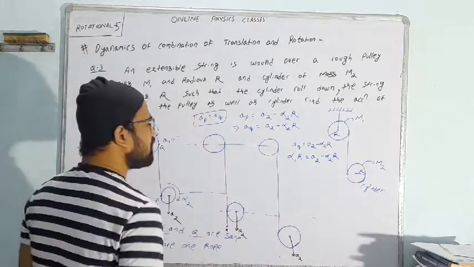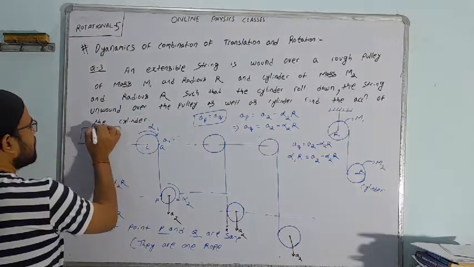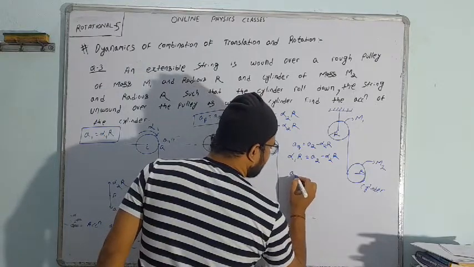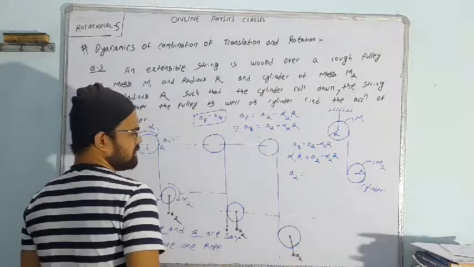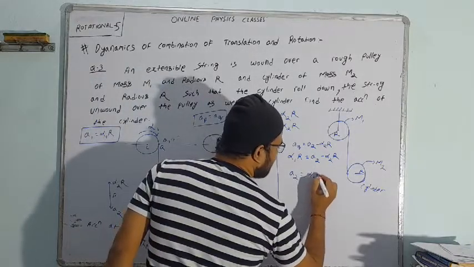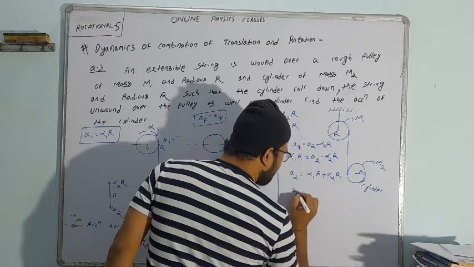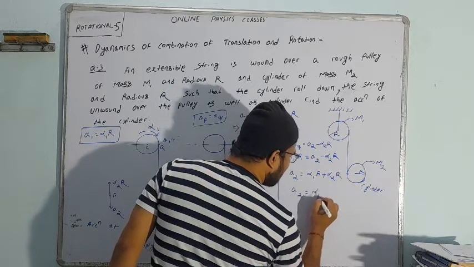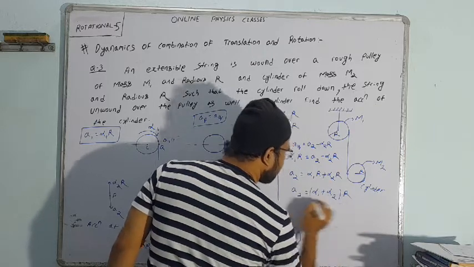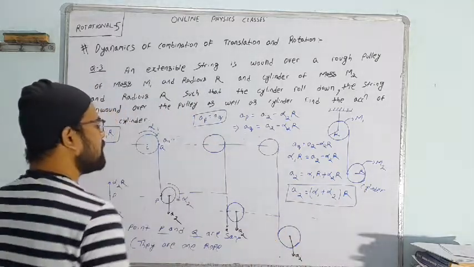Now we can find the acceleration of the cylinder, which means we can find a2. From this, a2 is alpha 1 r plus alpha 2 r. So a2 is equal to alpha 1 plus alpha 2, into r. This is the acceleration of the cylinder.